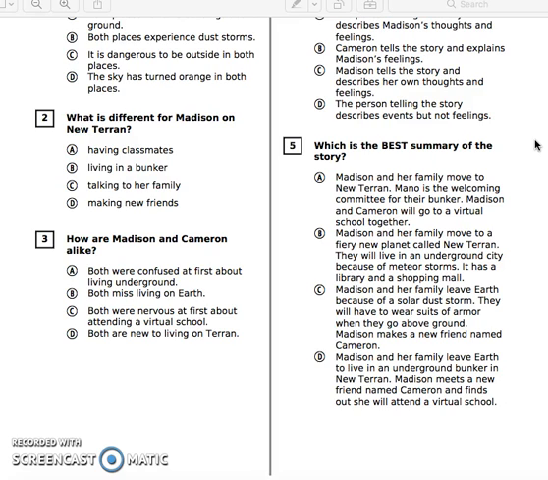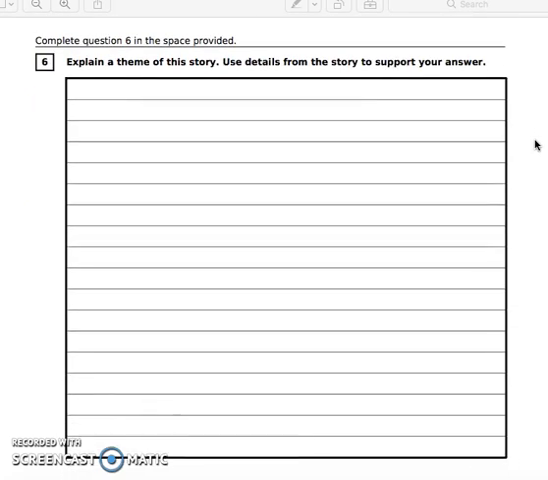Or D. Madison and her family leave Earth to live in an underground bunker in New Terran. Madison meets a new friend named Cameron and finds out she will attend a virtual school. Now remember, in a summary, it will include the CSPS. So which one of these summaries includes all of the information about the character, setting, problem, and solution? Press pause to write down your answer and play when you're ready for the paragraph.